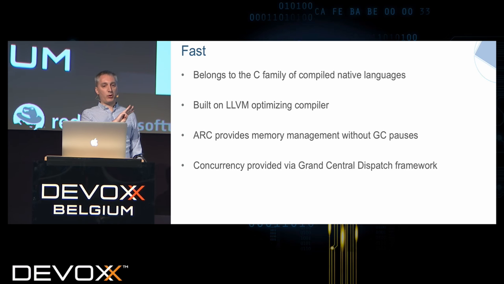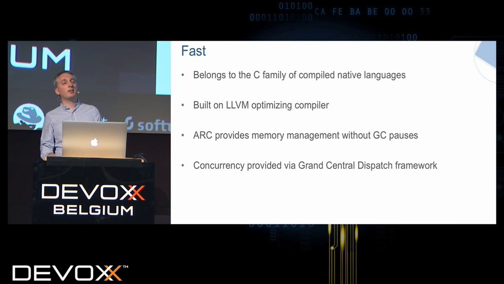And the third bullet point was fast. It's fast because it's a compiled native language. So when you run the Swift compiler, you're not generating some bytecode which is then going to be interpreted and possibly jitted. It's compiled directly down to machine code. And it's built on top of the LLVM optimizing compiler, which is an existing open source project which has produced, amongst other things, the Clang C compiler.